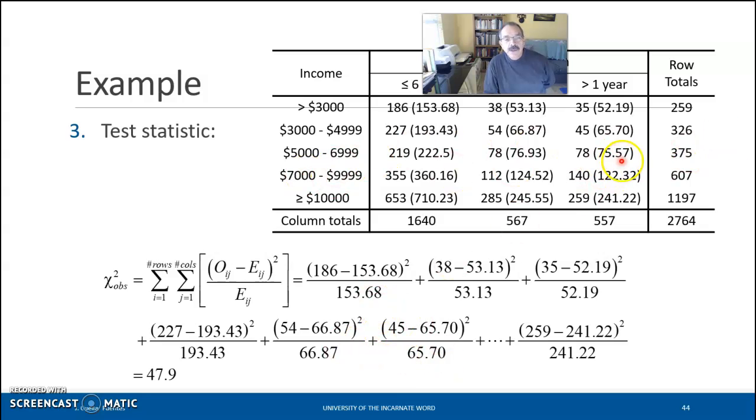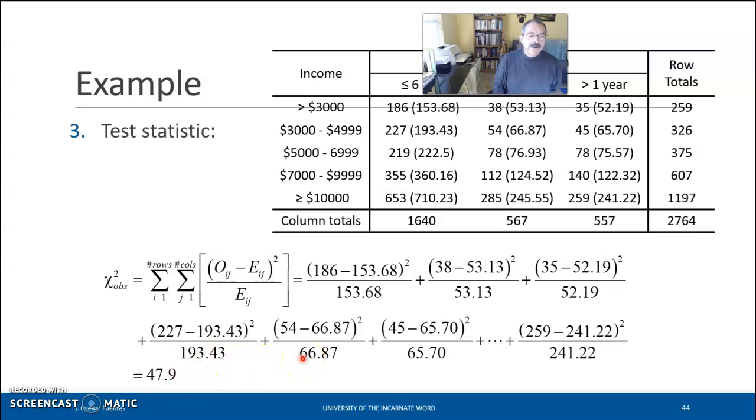And then you continue going row by row until you get to the very last calculation, which is the fifth row, third column, and you do 259 minus 241.22 and divide by 241.22. As you can see, 12 calculations like this, a lot of calculations. But at the end, you end up with the value of the test statistic, 47.9.